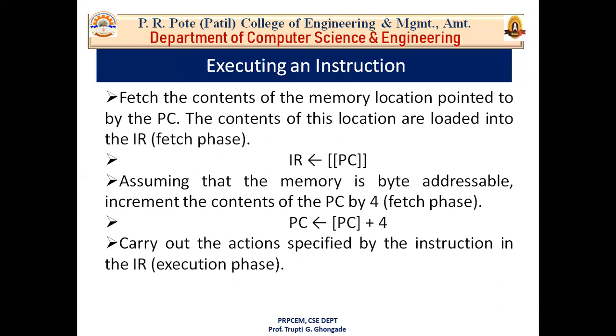Let's suppose that each instruction comprises 4 bytes and is stored in one memory word. To execute that instruction, the processor has to perform 3 steps. First, the processor has to fetch the contents of the memory location pointed to by the PC, and the contents of this location are loaded into the IR, that is the instruction register, and this is your complete fetch phase. The PC will point to the instruction, and the instruction pointed to by the PC is loaded into the IR for execution purposes. That is the fetching phase.